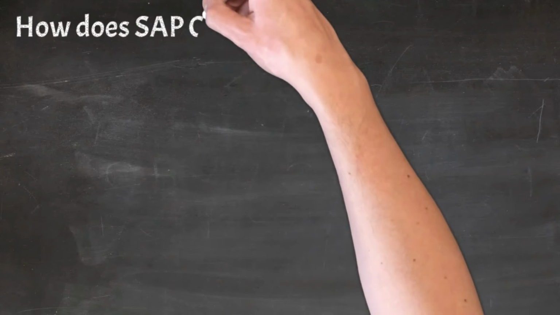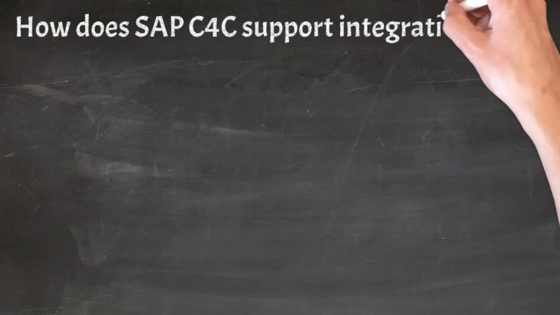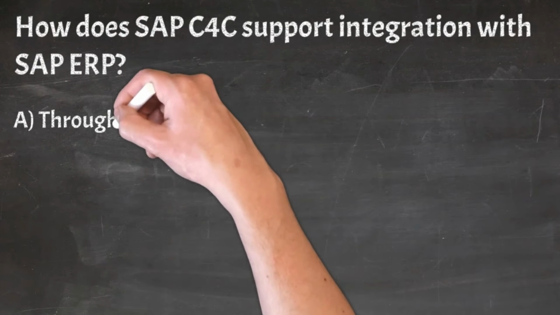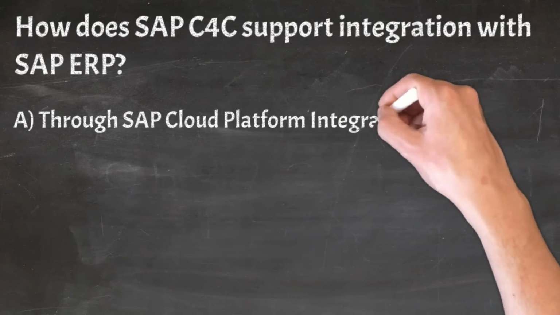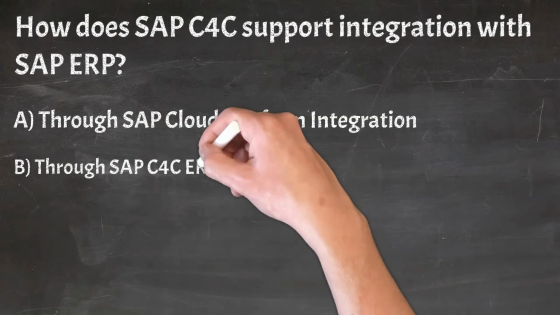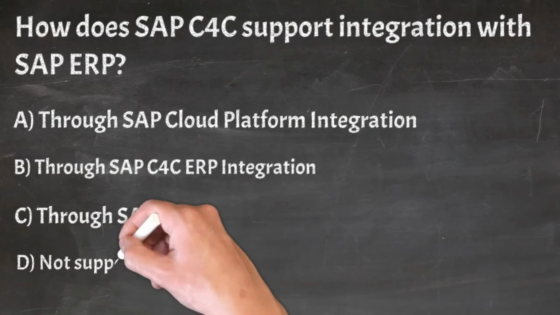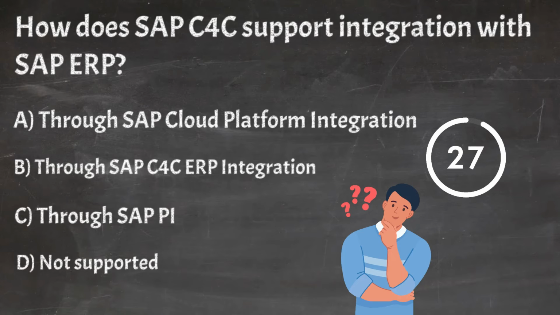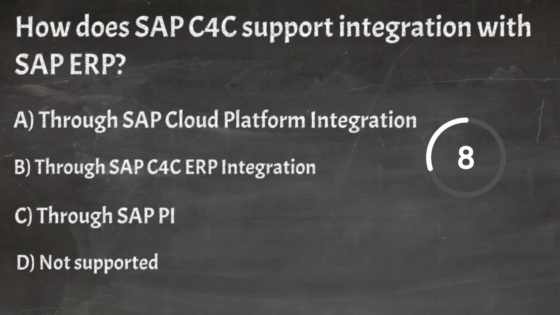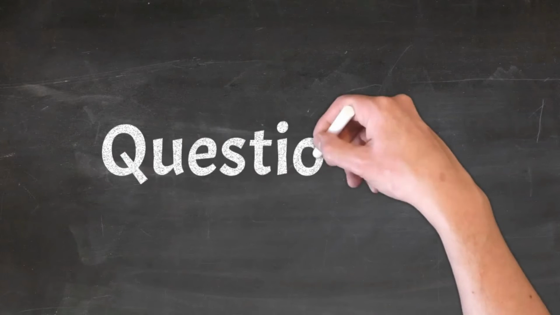Question 22. How does SAP C4C support integration with SAP ERP? A. Through SAP Cloud Platform integration. B. Through SAP C4C ERP integration. C. Through SAP PI. D. Not supported. Correct answer A.